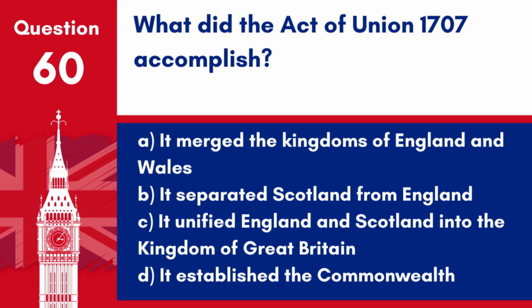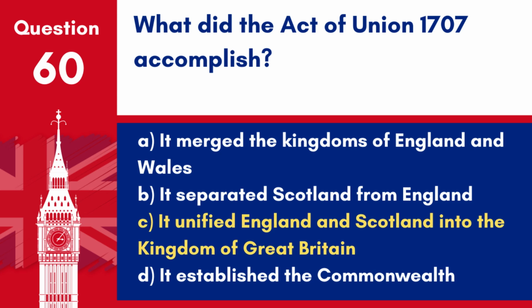Question 60. What did the Act of Union 1707 accomplish? A. It merged the kingdoms of England and Wales. B. It separated Scotland from England. C. It unified England and Scotland into the Kingdom of Great Britain. D. It established the Commonwealth.